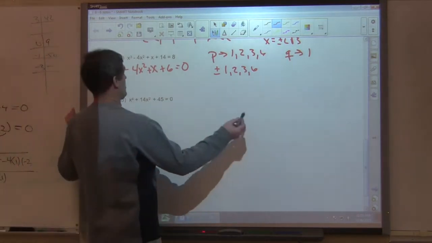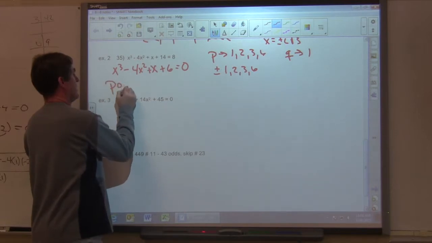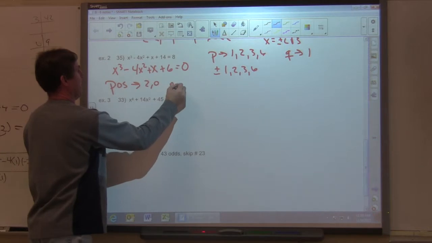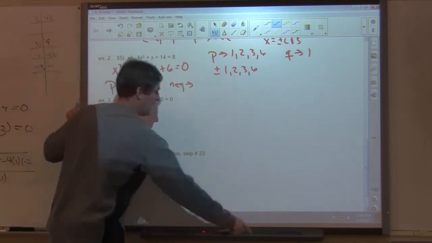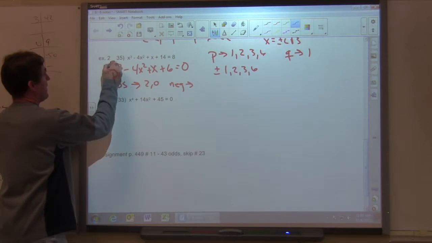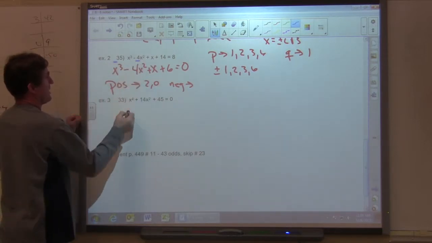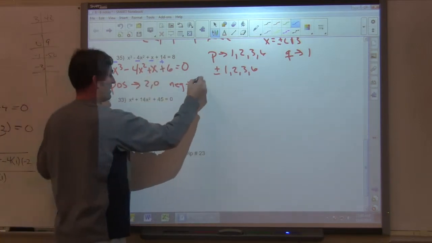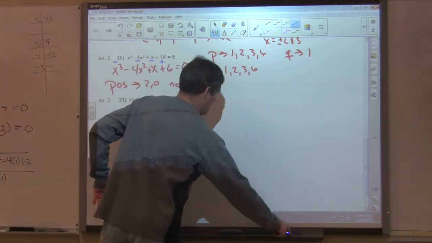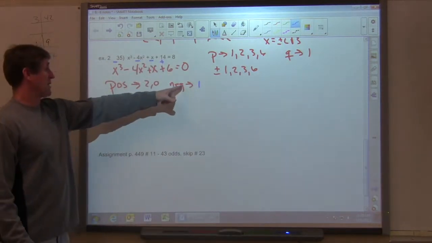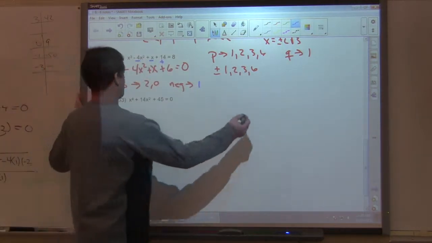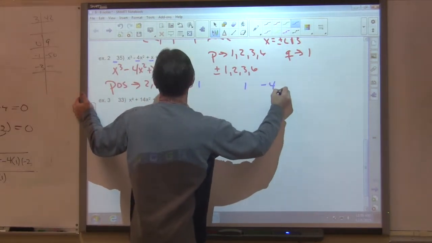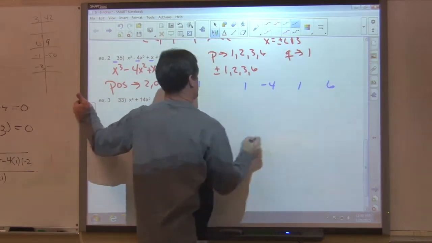Check our sign changes. Positive sign changes, we have 1, 2, so 2 or 0. And negative sign changes, remember we put in a negative x. So that would be 3 negatives is negative, 2 plus 1 is 3, so that's negative, negative, and we have 1. So 1 sign change. So again, because there's one negative possibility, I would try the negative numbers first. So I'm going to go ahead and 1, negative 4, 1, 6.